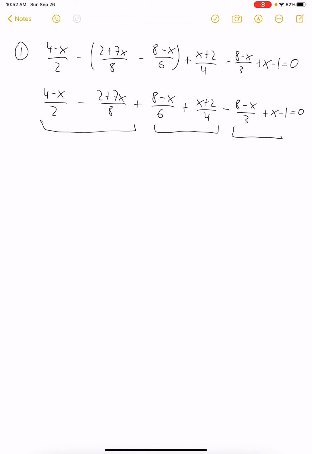So the first couple is 2 and 8, which means we will convert them to the denominator 8, because 8 is 2 times 4. So there's 2 already. So we will multiply both numerator and denominator of the first term by 4. We get 4 times 4 minus x over 4 times 2 minus 2 plus 7x over 8.